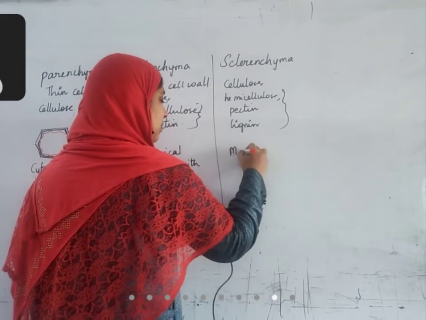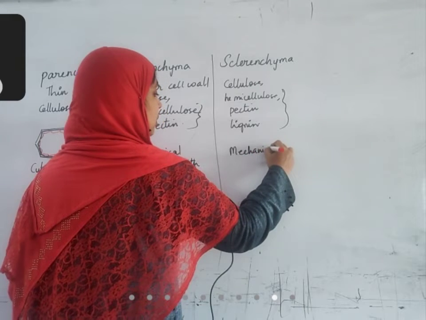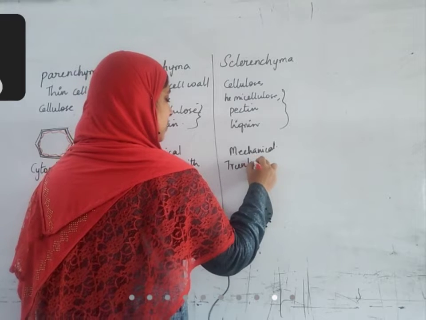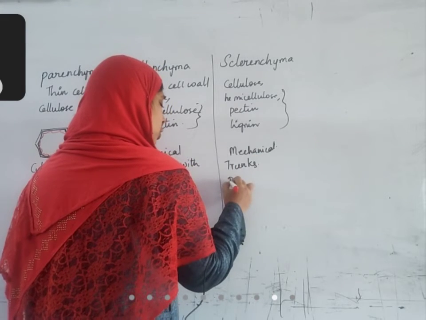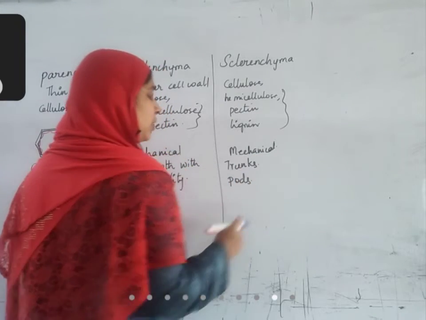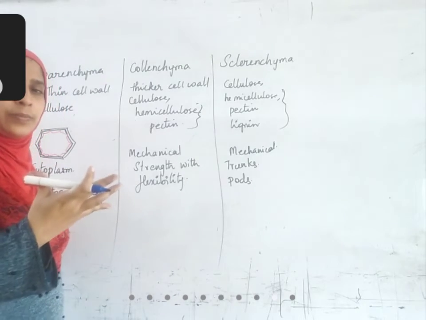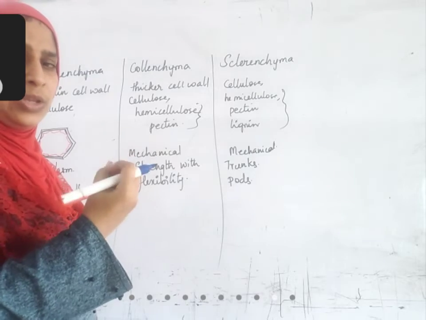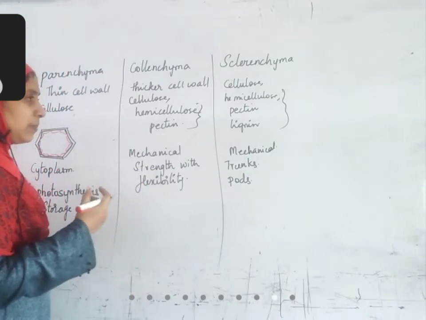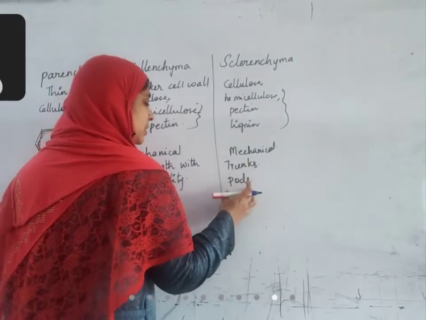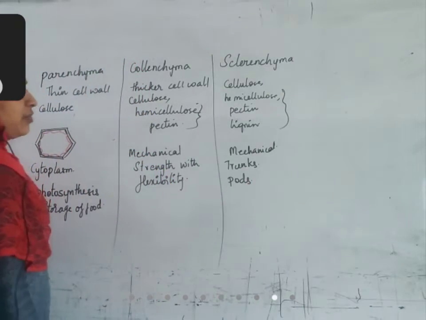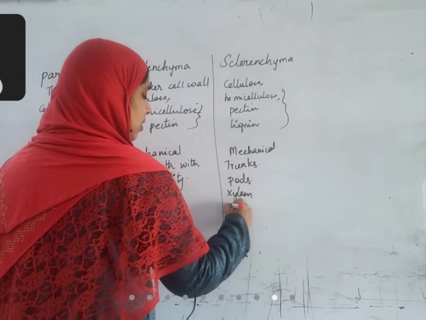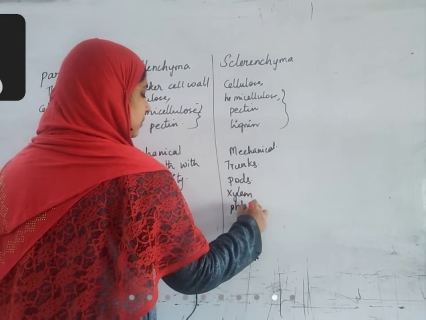Sclerenchyma is mainly for mechanical support only. So it is present in all trunks, stems. In that, and in the pods of the plant. Some of the pods of the plant burst open, like the poppy plant bursts like this. In those pods, that bursting is possible because of the presence of sclerenchyma. Apart from that, xylem and phloem also have sclerenchyma.